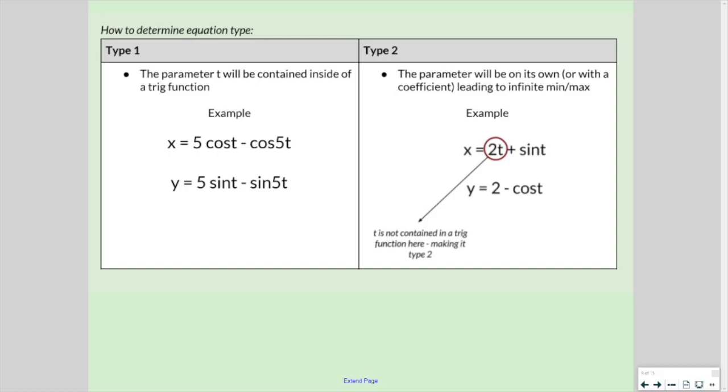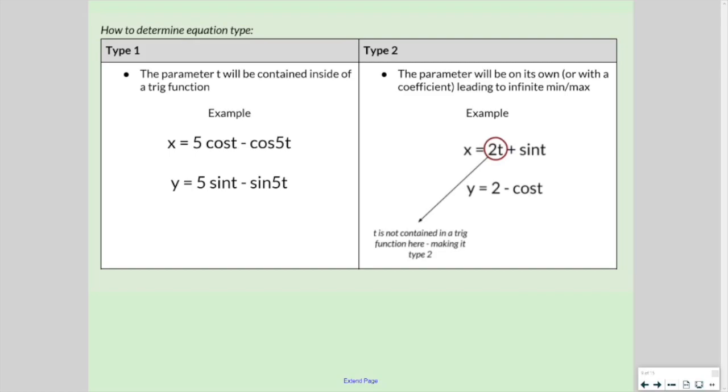If we're looking at the two equations given to us, type 1 equations are always going to have our parameter t contained inside of a trig function. It could be any trig function. Sine and cosine are the examples here, but it could be tangent, cotangent, cosecant, and secant. So if t is contained in a trig function at all times, in the way that we define x and y, we have a type 1 parametric equation.